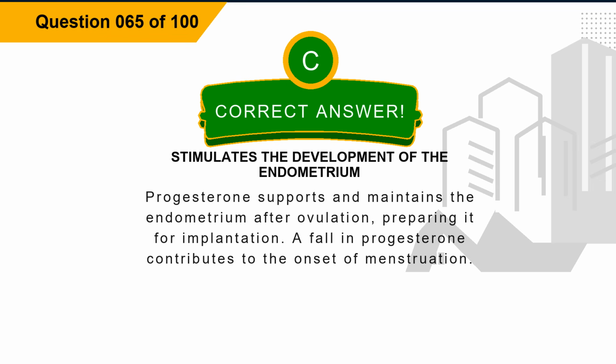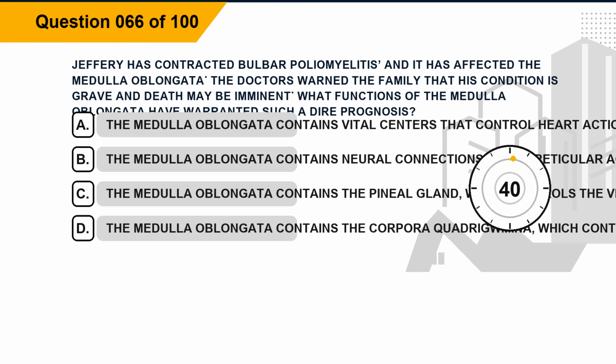Explanation. Progesterone supports and maintains the endometrium after ovulation, preparing it for implantation. A fall in progesterone contributes to the onset of menstruation. Question 66. Jeffrey has contracted bulbar poliomyelitis, and it has affected the medulla oblongata. The doctors warn the family that his condition is grave and death may be imminent. What functions of the medulla oblongata have warranted such a dire prognosis?